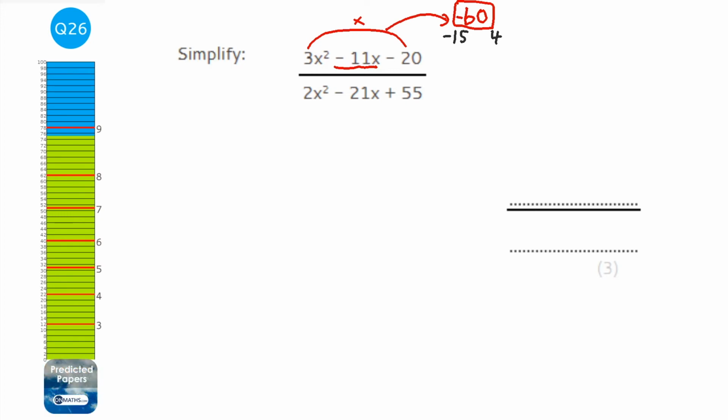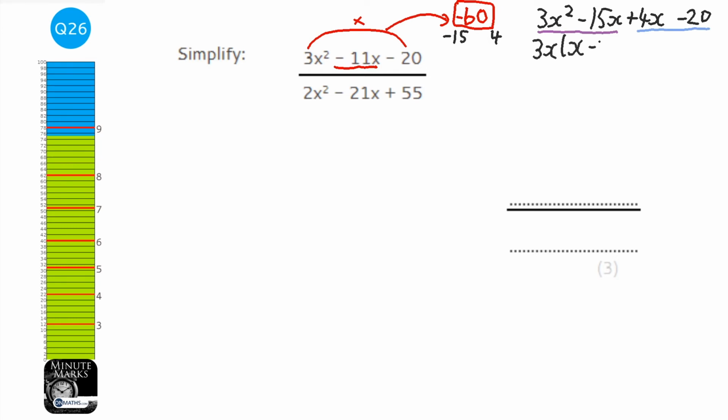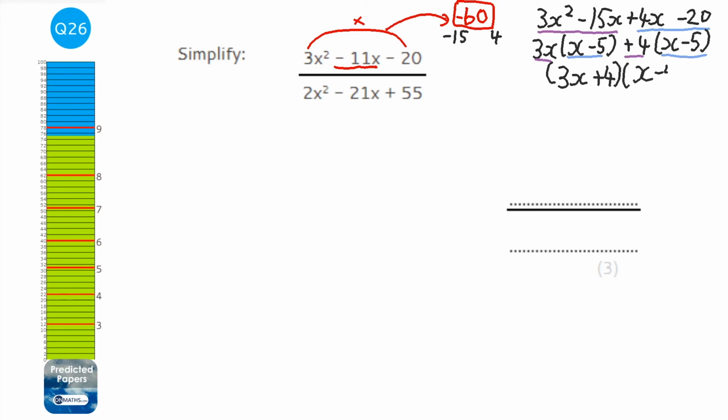Okay, next step to do is we rewrite the quadratic, but instead of minus 11x, we're going to write minus 15x plus 4x, which is the minus 15 and the 4 we had, minus 20. If you don't understand any of this, please look at our videos on factorizing quadratics, which go into this in a little bit more detail. Okay, so we're going to divide out the 3x here, so we're left with x minus 5, and we're going to divide out the 4, so that would be 4 brackets x minus 5, and then we put the repeating bracket and the leftover pieces together. So we've got 3x plus 4, and then we've got the repeating bracket there.